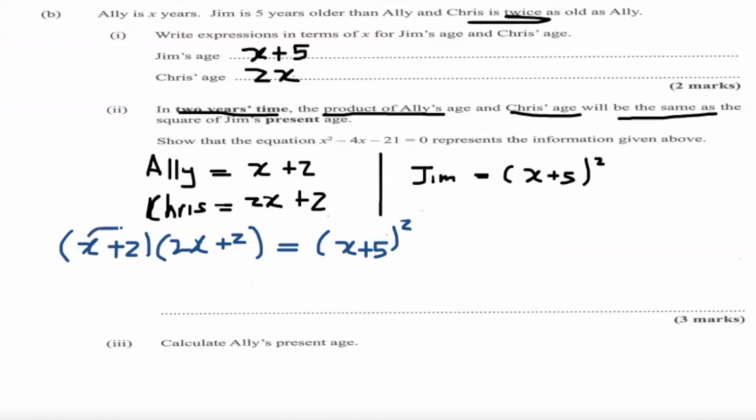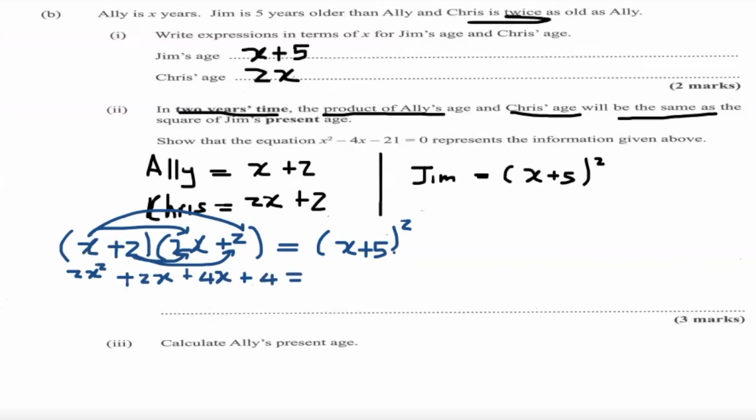Now expanding this, x times 2x, that's 2x squared. And x times 2, that's 2x. Then multiply 2 times x, that's 4x. And then multiplying 2 times 2, that gives me 4.